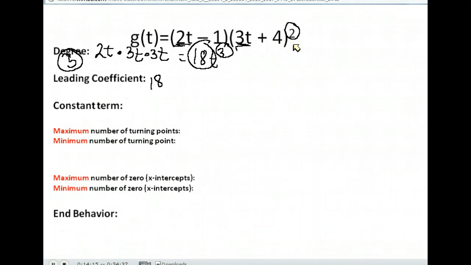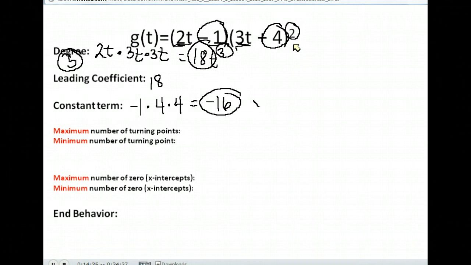The constant term, again, to get that for sure, we'd have to multiply those polynomials out. There is a shortcut, however. You just multiply the constant from each factor. And again, notice there were 2 of those, so we're going to multiply 2 4s. So we have negative 1 from that first factor times 4 times 4. Gives us a negative 16 is our constant term. This will be the y-intercept of our graph.